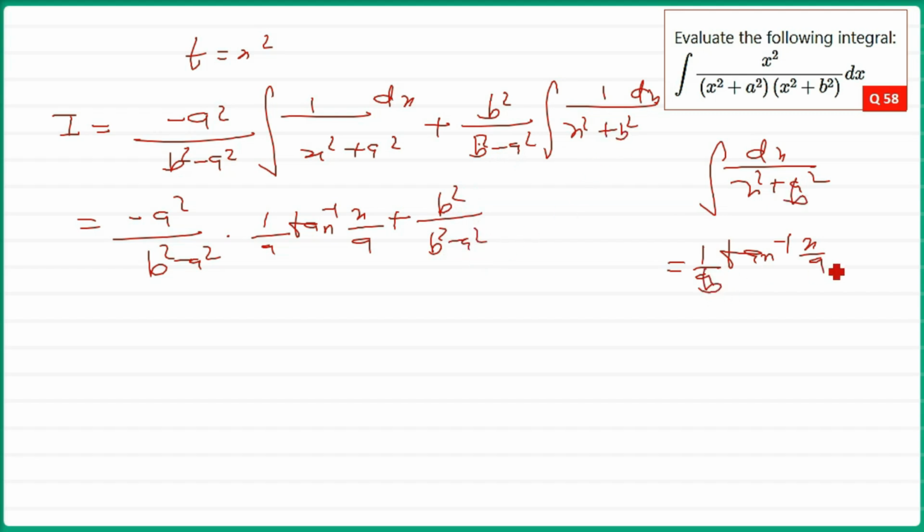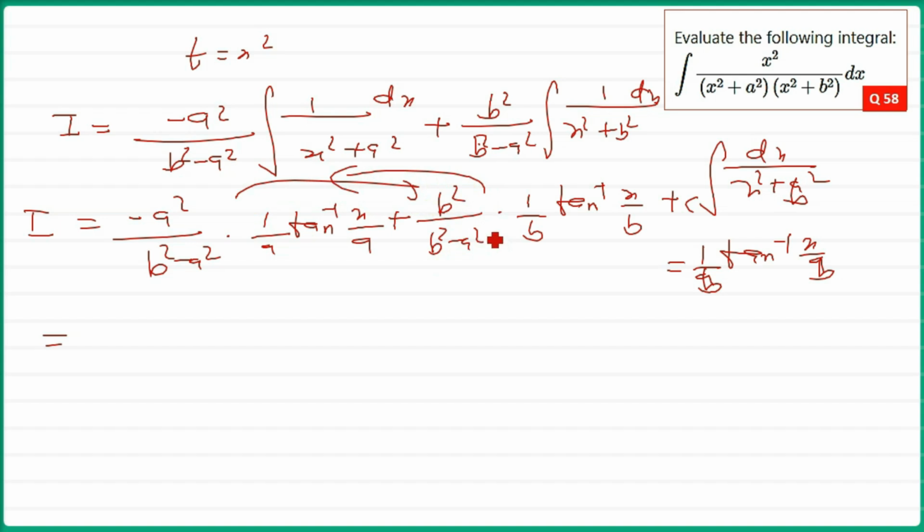Now if I replace this by b, it will be 1 by b tan inverse x by b. So you can have it here, 1 by b tan inverse x by b plus a constant of integration. That's your final result. If you want to make it easier, well, you have already achieved the answer which was expected out of you.